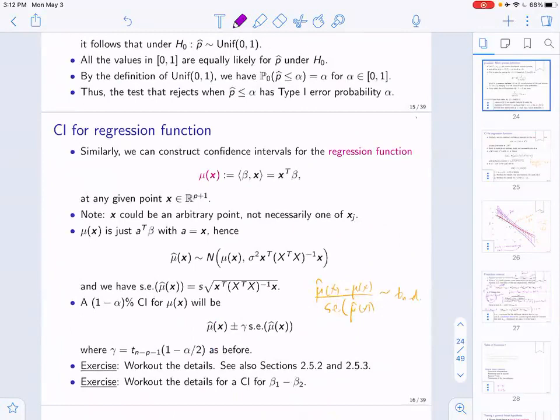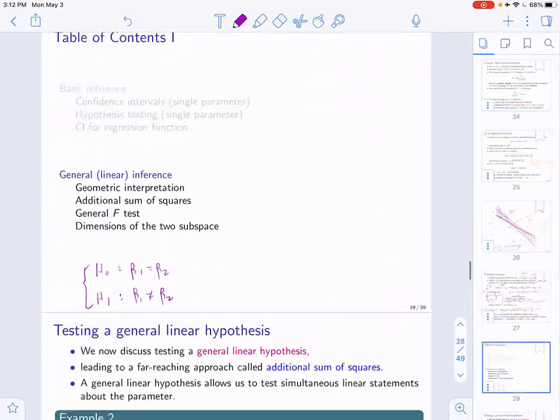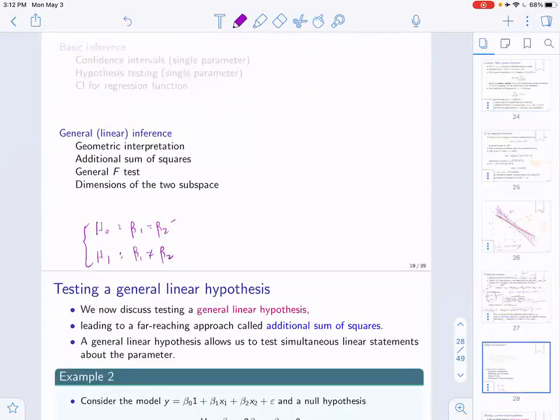If you understand the duality, it's equivalent to doing the test at level alpha. You can just build a confidence interval at level alpha and see whether 0 belongs to that interval. And this is equivalent to testing whether this is 0, which is just equivalent to testing A transpose beta is equal to 0. And so if you have a confidence interval for this, then you're done.